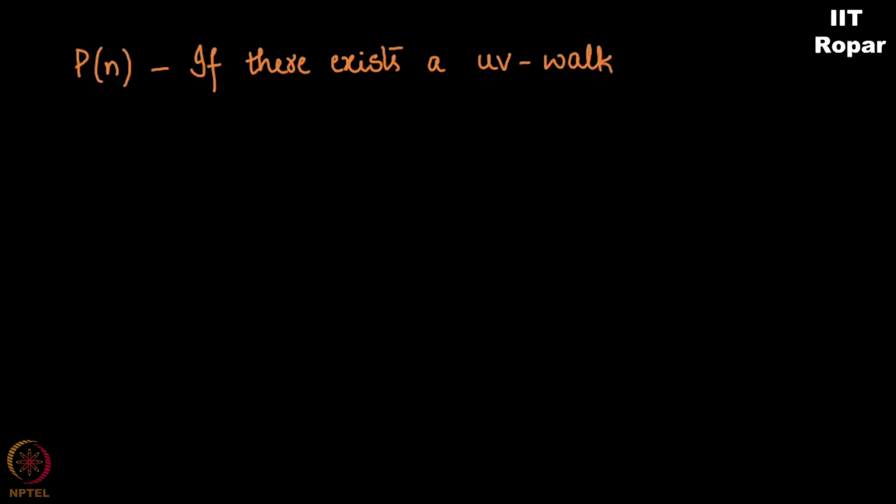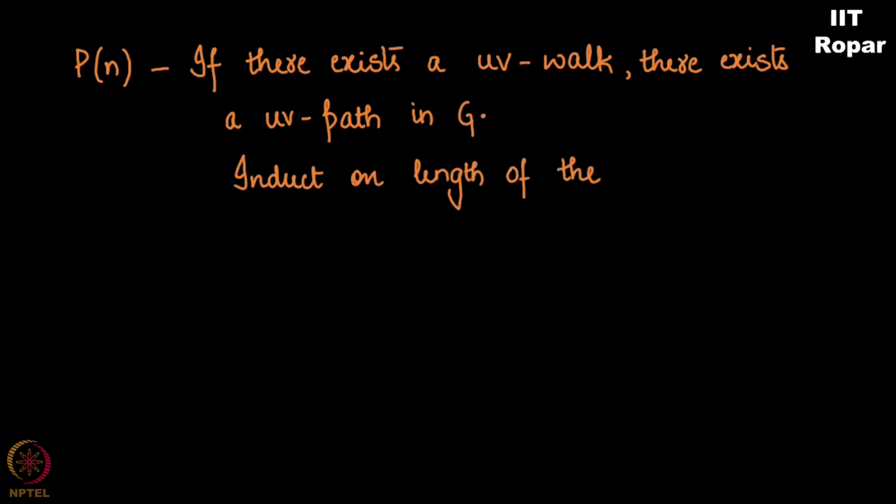Take a look at a formal proof of what the professor has given an intuition for. I'm going to prove it using the tool induction. So my statement goes like this. If there exists a UV walk, that is a walk starting from U and ending at V in G, then there exists a UV path in G. This is the statement. Now, what are we going to induct on? We are going to induct on the length of the walk.